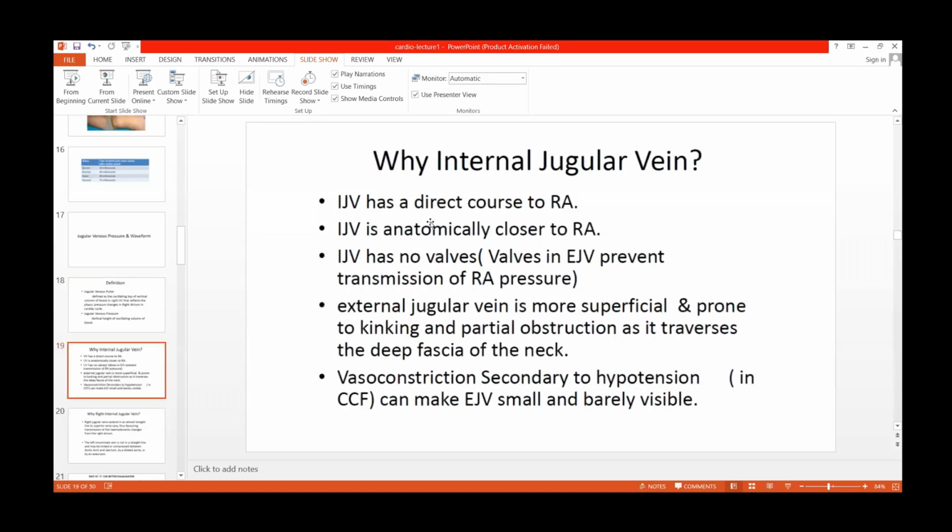So why IJV? It is important question for exam, because IJV has a direct course to RA. IJV is anatomically closer to RA, and IJV has no valves. Okay. And external jugular vein is more superficial and prone to kinking and partial obstruction as it traverses through a deep fascia of the neck. And vasoconstriction secondary to hypertension can make EJV small and barely visible. These are all the points you should remember. This is very important question. Okay.